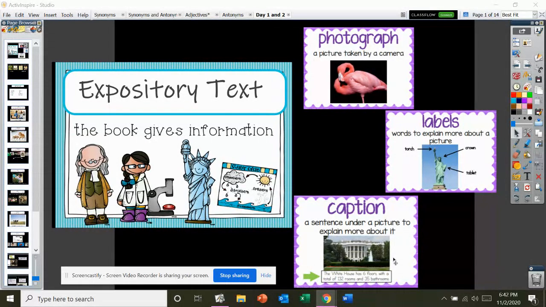That way we know exactly all the parts of whatever the picture is that they're showing us. The last thing you should look out for is something called captions. Captions are sentences next to pictures that tell you a little bit more about the picture that you're seeing. So look out for photographs, labels, and captions as you're reading a nonfiction or expository text. Remember, everything is going to be about real things.